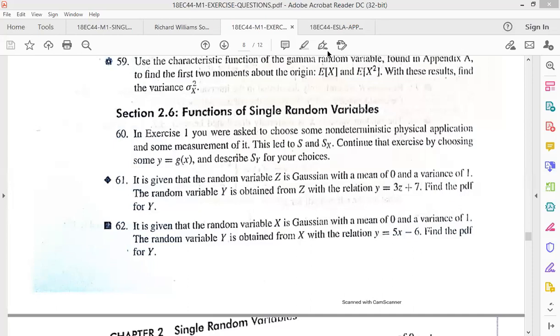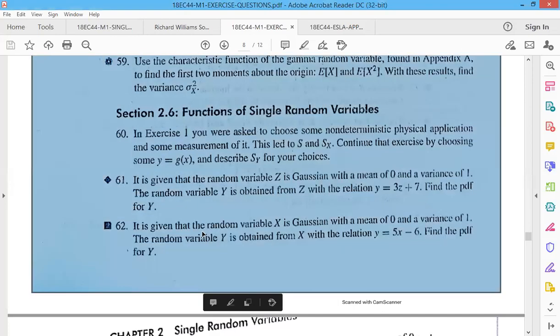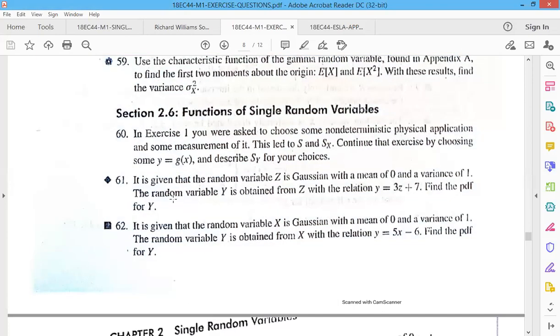So we were discussing the problems on functions of a single random variable. Here, let us take the 61st problem. It has been given the random variable z. It is a Gaussian with a mean of 0 and a variance of 1. Given this Gaussian random variable, we are asked to obtain the random variable y, which is obtained from z with the relation y is equal to 3z plus 7. Find the PDF for y.